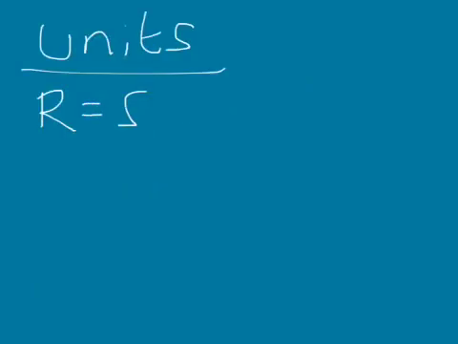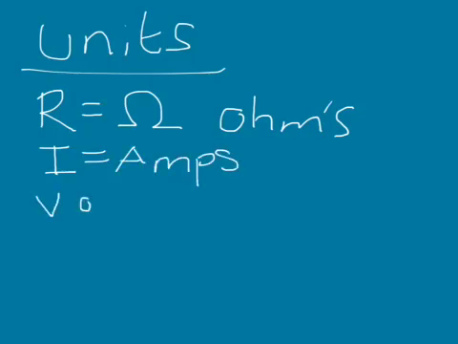The units of each of these are: for the resistance, ohms; for current, we use amps; and for voltage, or the potential difference, we use volts.